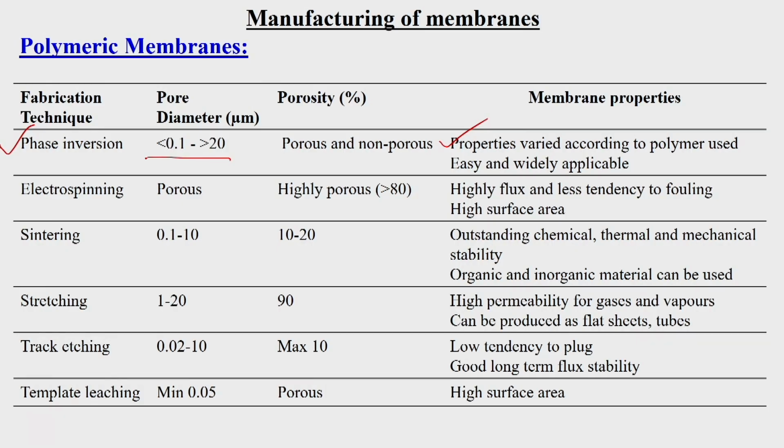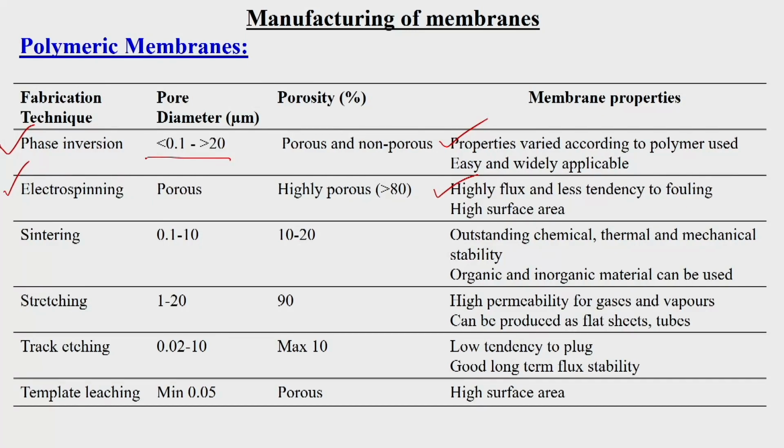In case of electrospinning, it is a highly porous membrane. Porosity may sometimes be more than 80%, the flux value is very high, and there is less tendency to fouling and high surface area.